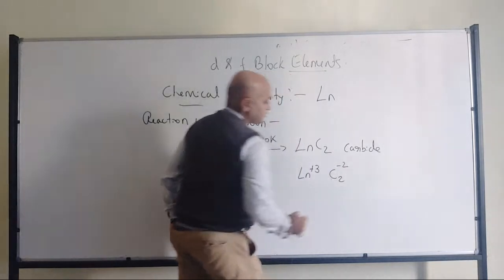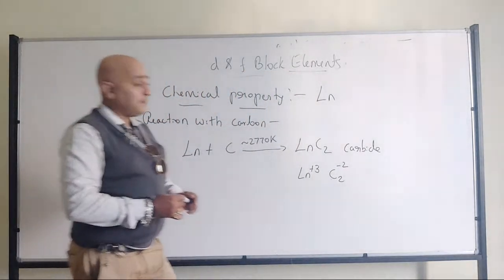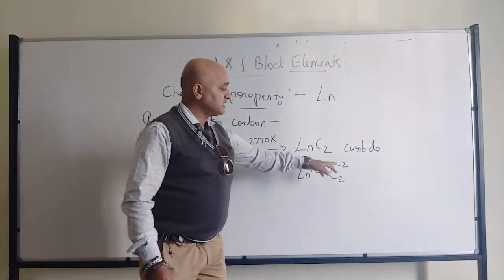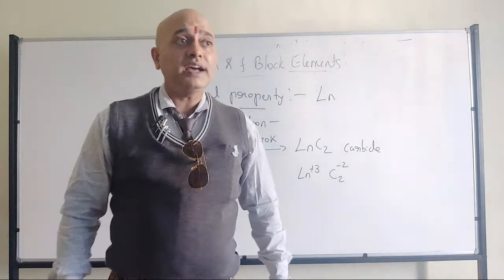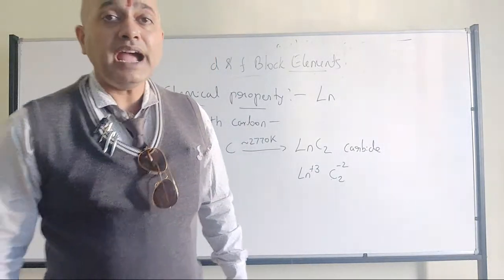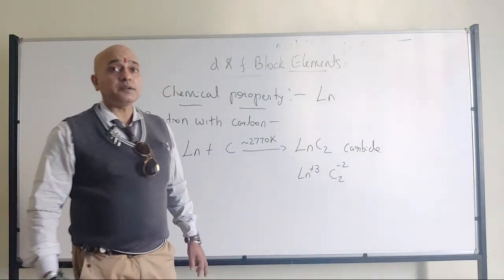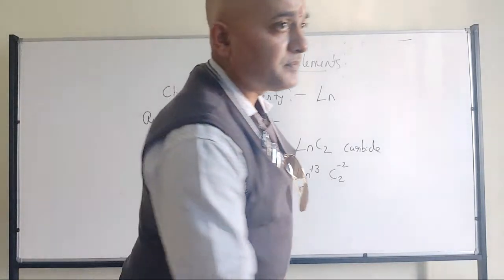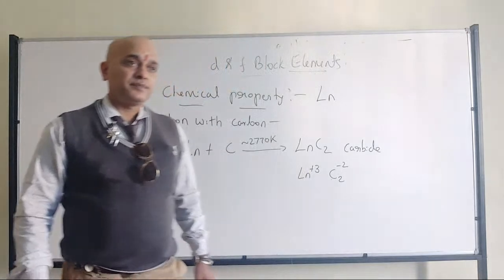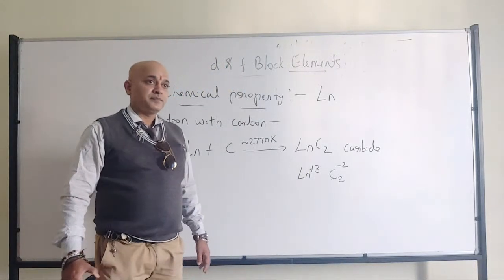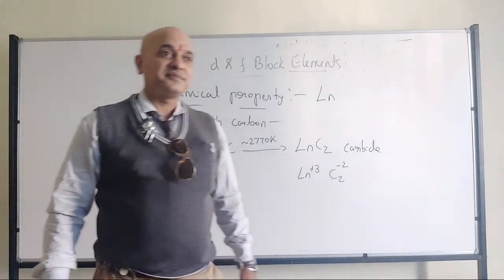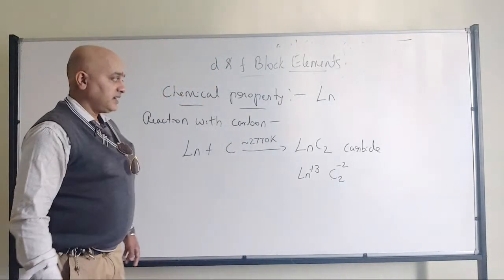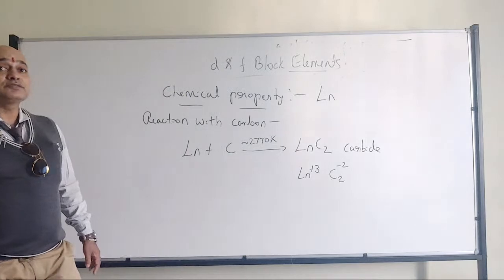C2 minus 2. Okay, one extra electron. So Ln plus 3 C2 minus 2, where each carbon will have, which is the oxidation state for carbon here? Oh, each, sorry, -1. It will be -1. Carbon will have the -1.